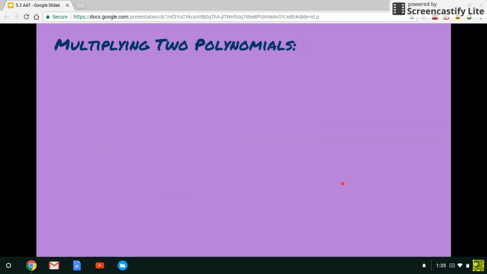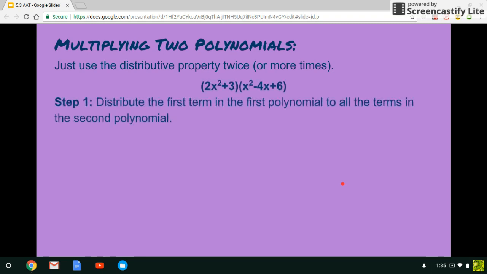Next thing we want to do is multiply two polynomials. And to do that, we're just going to use the distributive property again, but we're going to use it 2 or more times in order to get our answer. So say we wanted to multiply (2x squared plus 3) times (x squared minus 4x plus 6). So our first step is going to be to distribute the first term in the first polynomial, so the 2x squared, to all of the terms in the second polynomial.